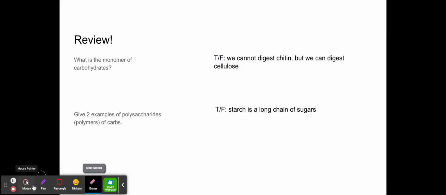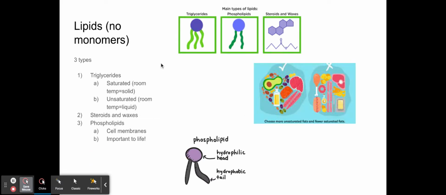Now let's move on to lipids. This is the last thing we're going to talk about in this video. Lipids don't really have a monomer and polymer structure. So this is kind of its own little category. I'm not going to ask you to know the monomers. I am going to ask you to know specifically a couple of things. So I'll go over it real quick with you.